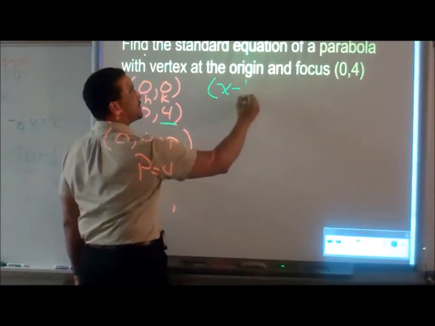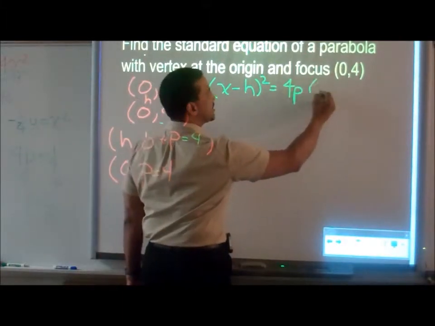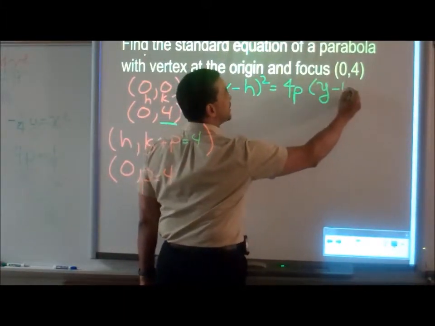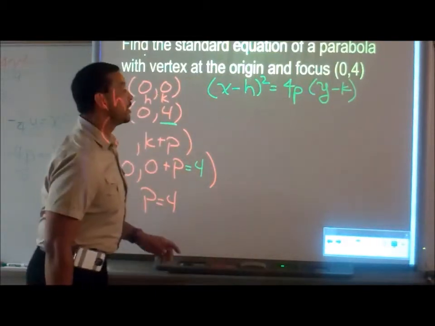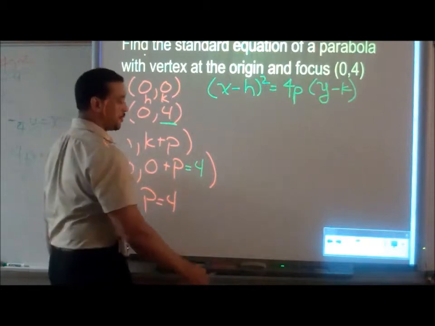It's going to be x minus h squared equals 4p times y minus k. Plug in what you know. We got your h and k, you've got your p. Plug those into the formula here.